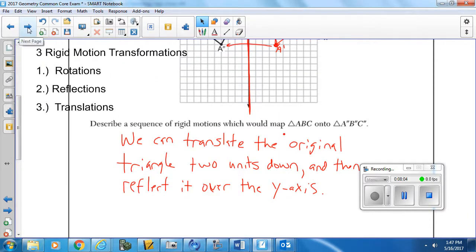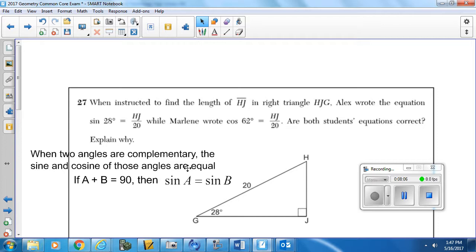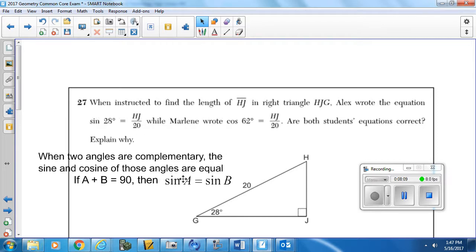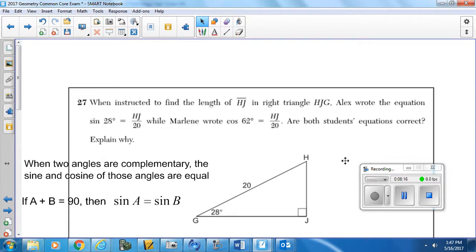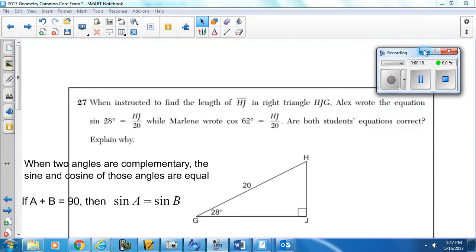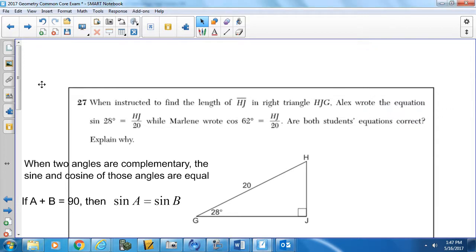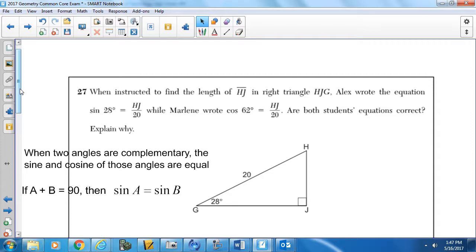Let's move on. All right, number 27. Let's look at what we have here. It says, when instructed to find the length of HJ in right triangle HJG, Alex wrote the equation sine of 28 is equal to HJ over 20, while Marlene wrote cosine of 62 is equal to HJ over 20. Are both students' equations correct?